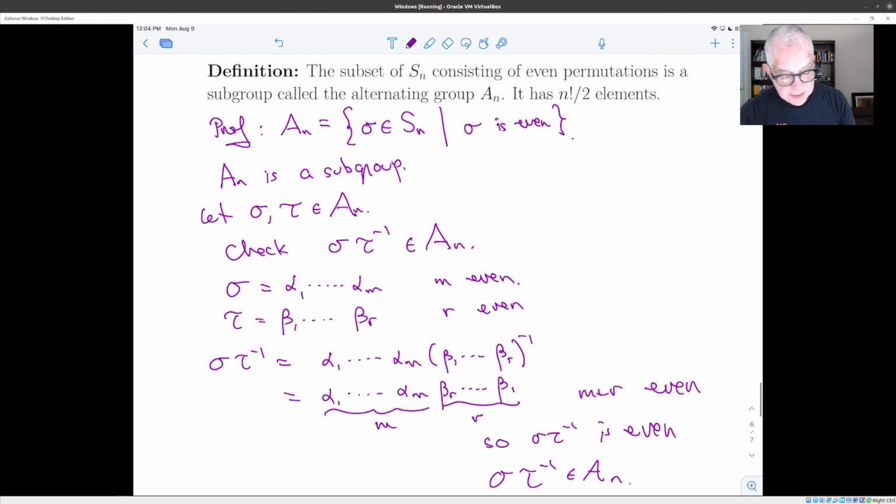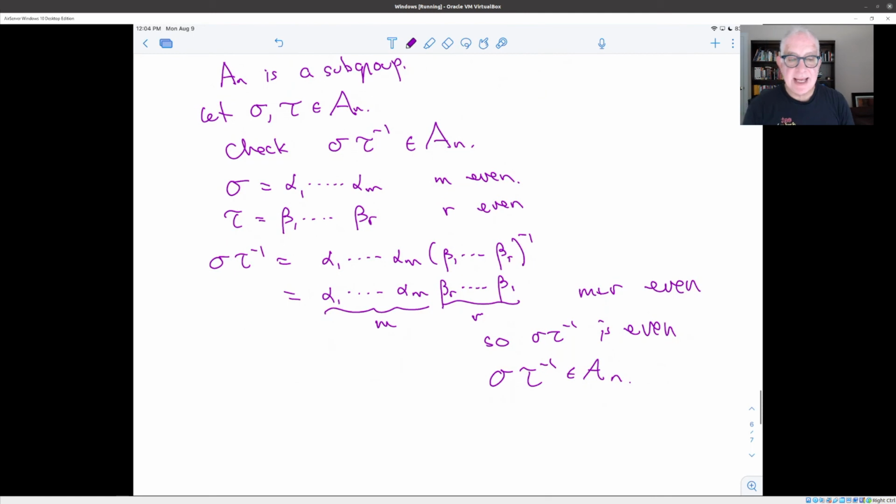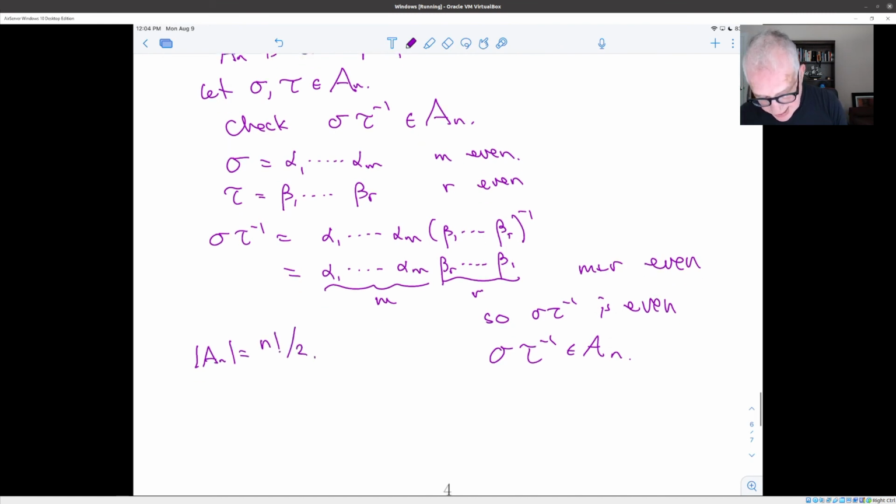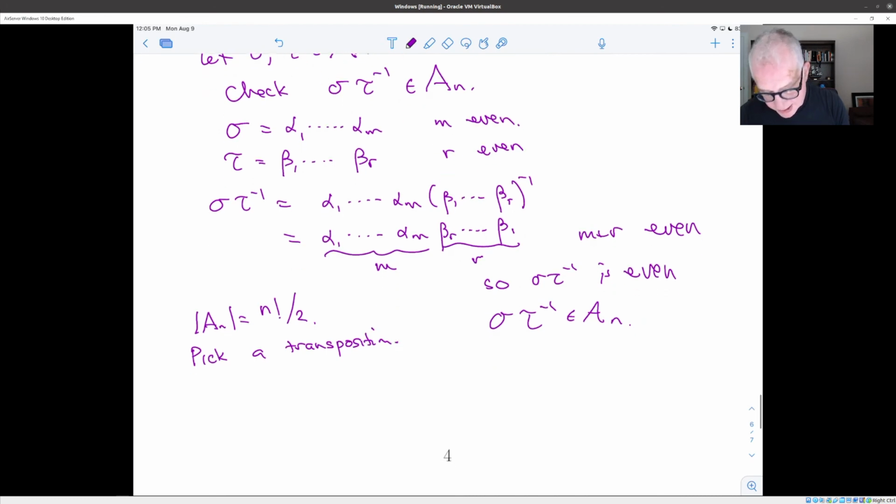And the other part of the claim about An is that it has half as many elements as the symmetric group. To see that the number of elements in An is n factorial over 2, we pick any transposition. So let's pick the transposition 1, 2. Now if sigma is in An, sigma times 1, 2 is odd, so it's not in An.